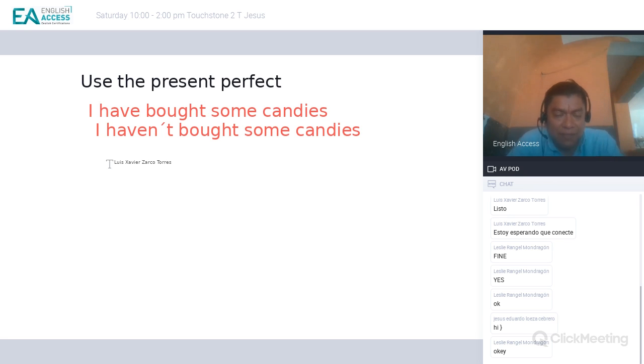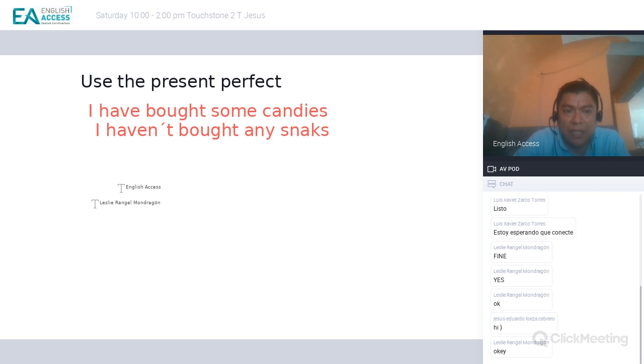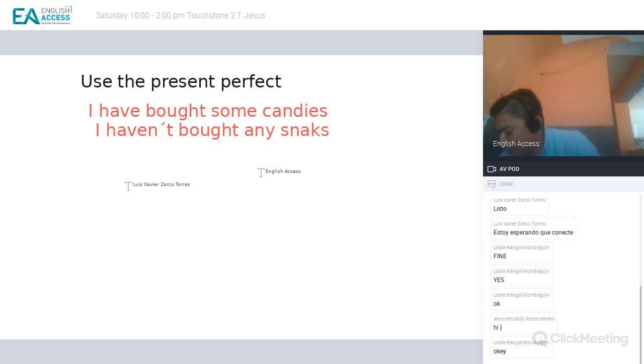But what about giving it a different part of the story? For example, I have bought some candies. I haven't bought any because it's a negative. I haven't bought any snacks. Perfect. There you go. What about you, Javier? If you don't remember, tell me, review. If you don't remember, write with your color, review.